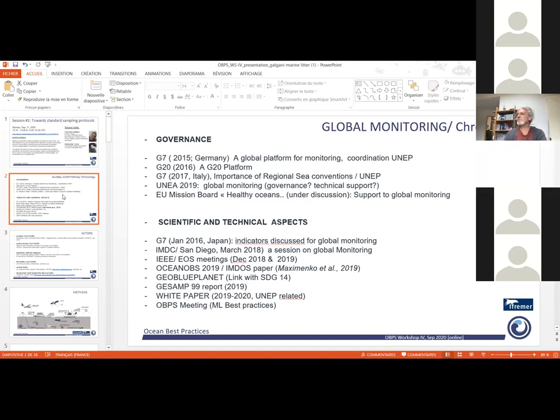But in fact, step by step, first the G20 also launched its G20 platform with some consideration for monitoring. And then G7 in 2017 in Italy said that it was really important to have regional sea conventions involved. It was also confirmed in 2019 by France in the ministerial meeting. And then UNEA in 2019 also gave some information in the recommendation to have some global monitoring, with some questions about governance, technical support, and so on.